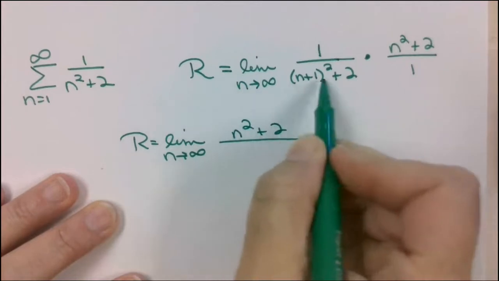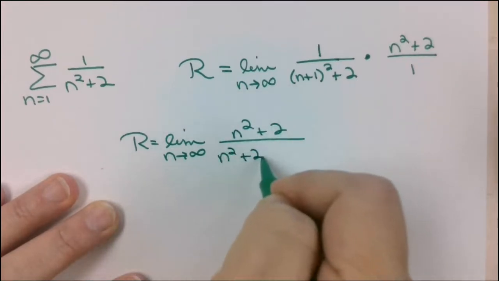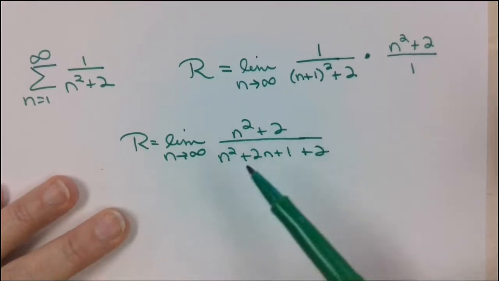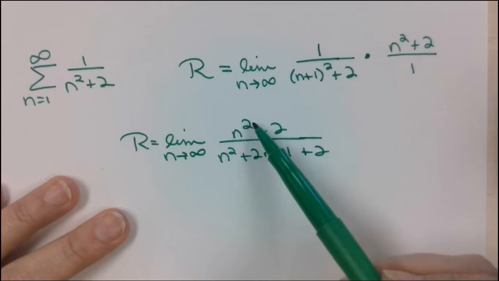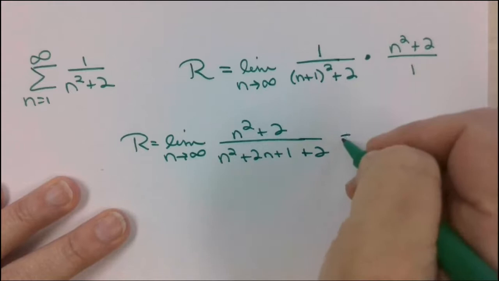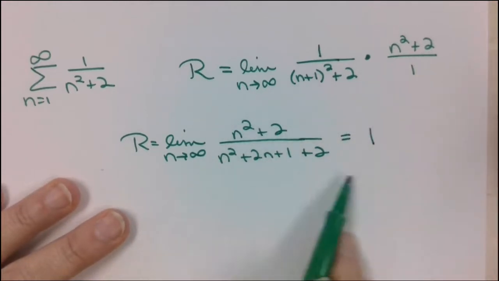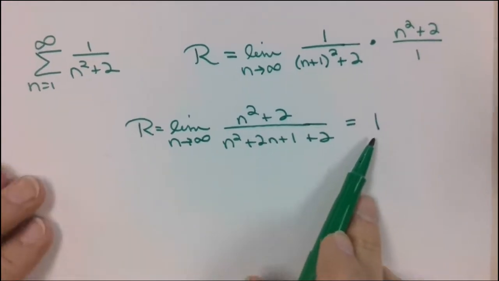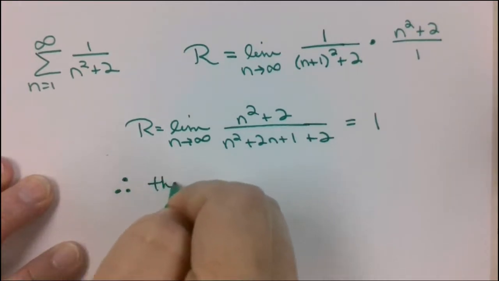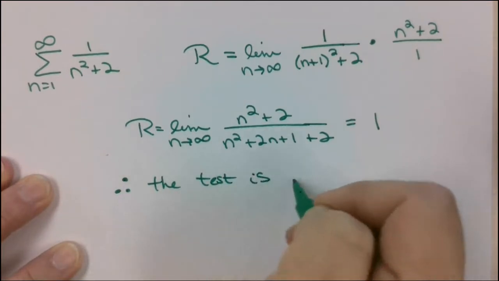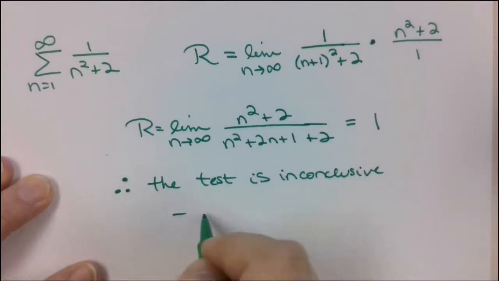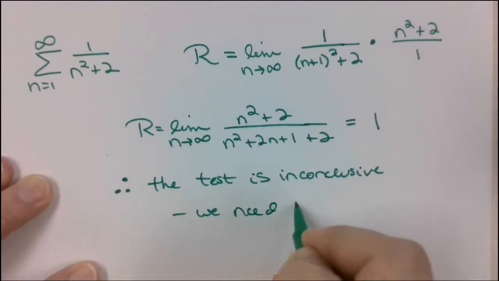I'm going to go ahead and multiply this out down here, because I think it makes it really easy to see that as n goes to infinity, I've got n squared over n squared, the same power in the numerator and the denominator. And so this limit is going to be equal to 1. And in that case, since this equals 1, therefore the test is inconclusive, and we need to use another test.